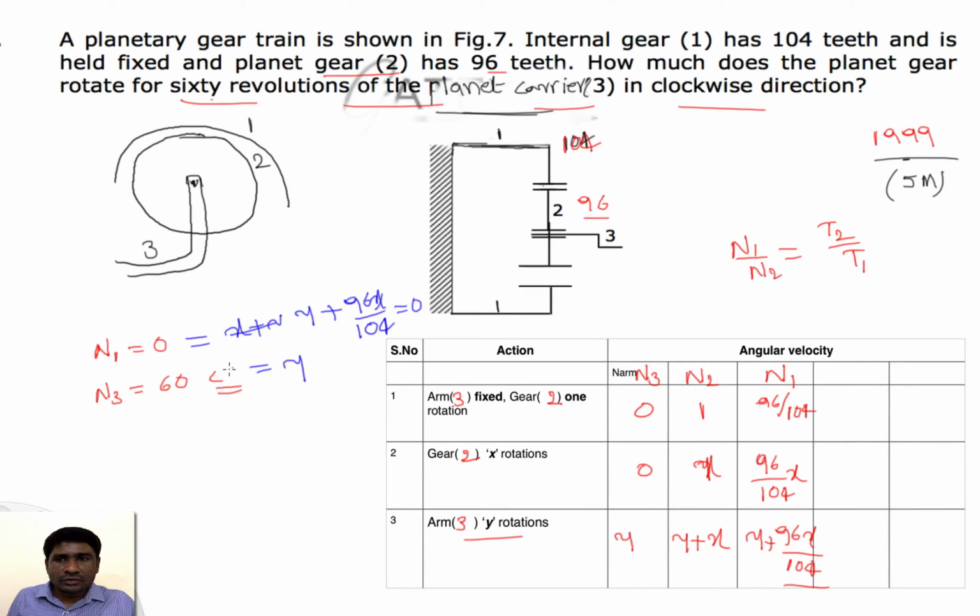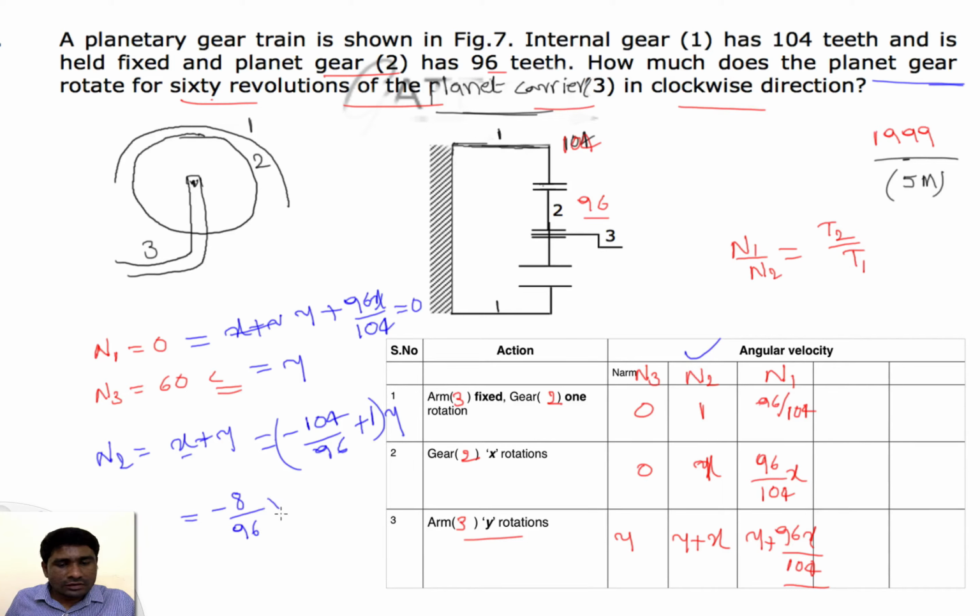Now we need to find out how much the planet gear rotates. So n2 we need to find out. What is the value of n2? N2 equal to simply x plus y. If I substitute the x value from this one, then it will become minus 104 by 96 plus 1 into y. From this it will become minus 8 by 96 into 60, then we will get minus 5 rpm.